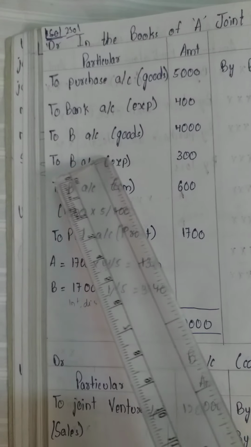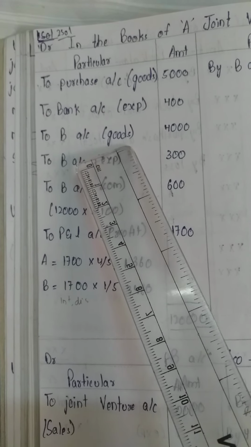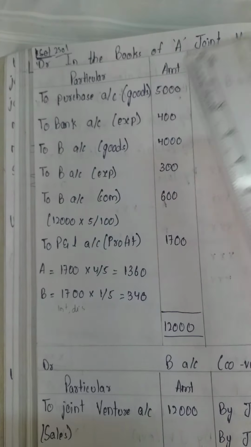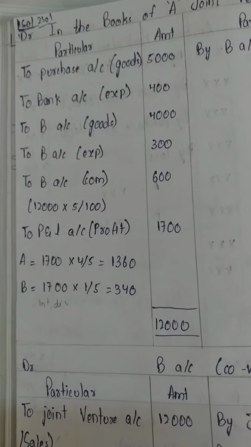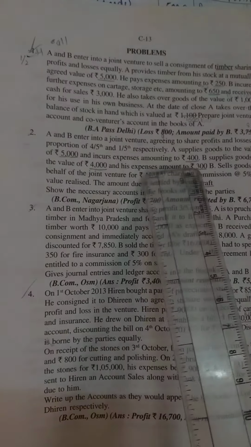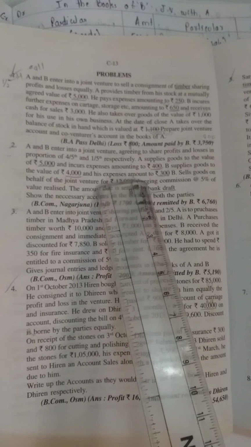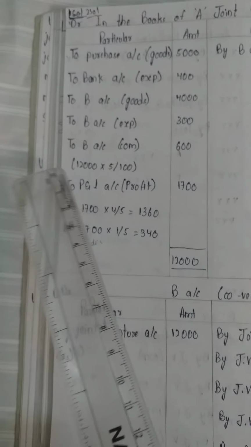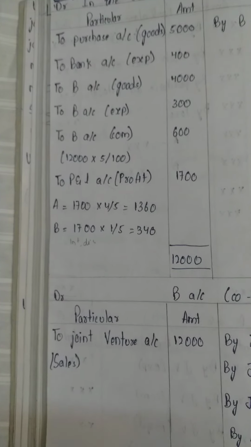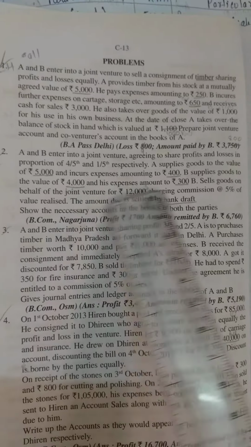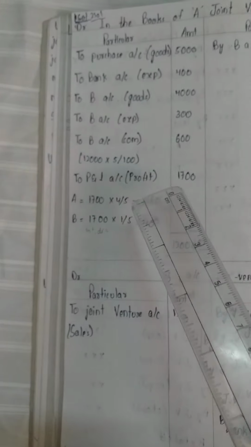So next, to B account, goods, how many we are sending: 4,000. This is the sold amount, this is the purchase amount. 4,000 goods we have to write. B supplies goods to the value of 4,000. So next, to B account, expenses 300. Expenses amounted to 300. So we have to write it here.